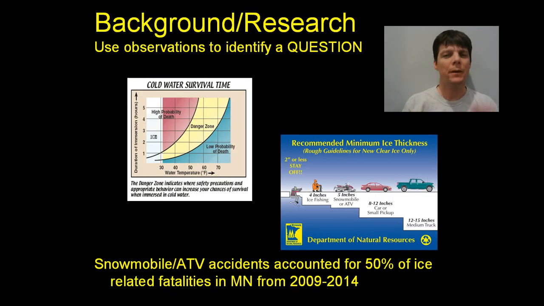A good experiment starts by doing research to find out background information about a topic. And these types of observations, this kind of information that we gather, will allow us to identify a quality question. So the things that I looked at included what type of survival time do people have if they fall into cold water? Also, I looked at what depth of ice we need in order to be safe, whether that's walking on the ice, driving a snowmobile or a car or a truck onto the ice.